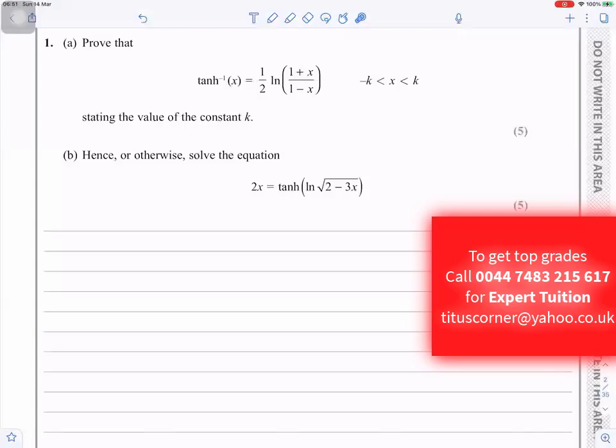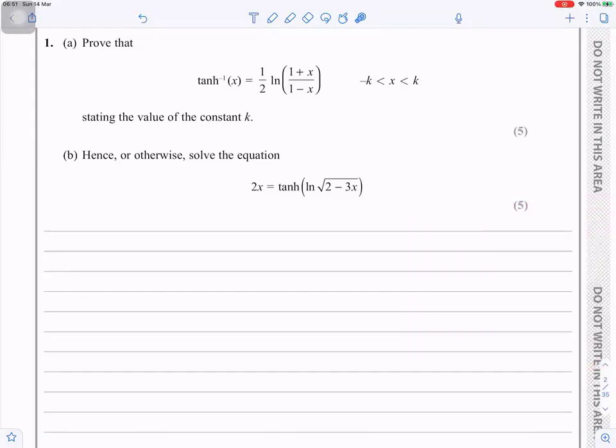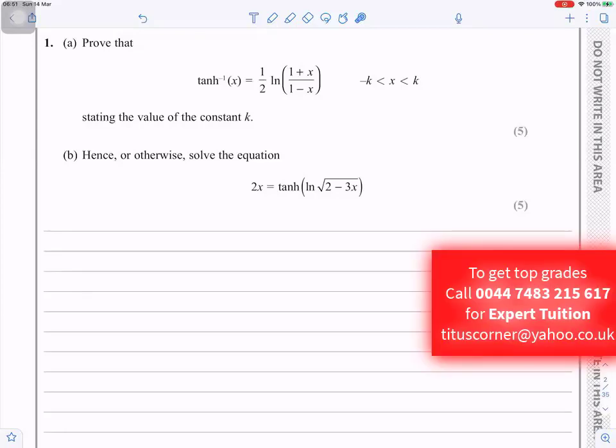Question 1. Prove that tan inverse x is equal to half ln of (1 plus x) over (1 minus x), stating the value of the constant k. Hence, or otherwise, solve the equation 2x equals tan of (ln of the square root of 2 minus 3x).